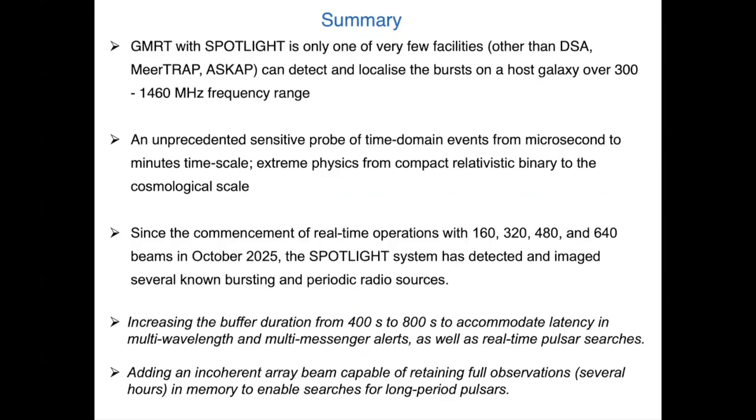And then we have also seen the Messier detection from that. Just to highlight, we are working on increasing our ring buffer to make this multi-messenger alert much more effective. And also on having a large amount of incoherent array data, with which you can do very long period searches. So that's all. Thank you.